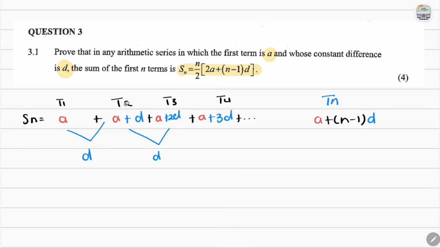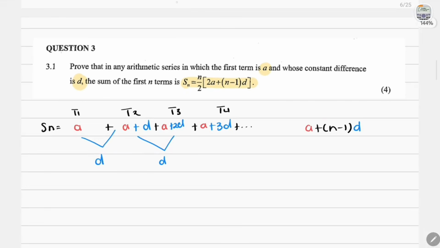This is 1D in term 2. This is 2D in term 3. This is 3D in term 4. The coefficient of D is always 1 less than your term number. That's why this is A plus n minus 1D, meaning whatever the term number is, just say minus 1, and then that will be the coefficient of D. Okay, so that's what that means. So this is what we have.